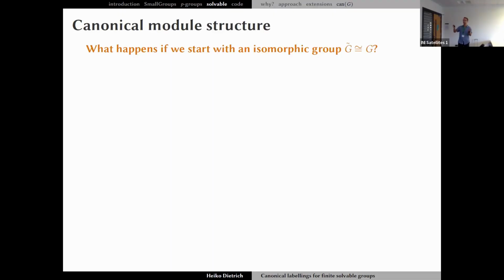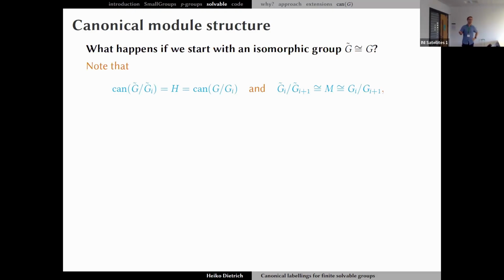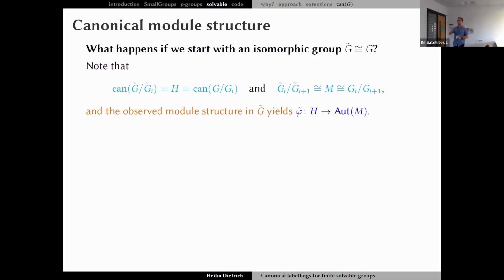But what about the module structure? What happens if we start with an isomorphic group? We do the same construction with an isomorphic group. Well, the term G modulo Gi gives us the same canonical group, by definition of canonical forms, right? So this is equal. And the modules are also isomorphic. It's elementary abelian, or just a vector space. And the observed module structure gives us some other homomorphism, like phi tilde.